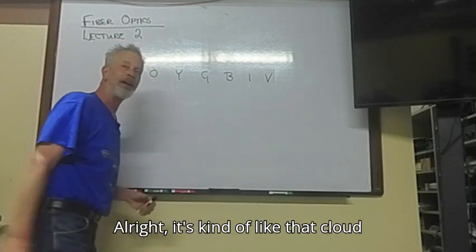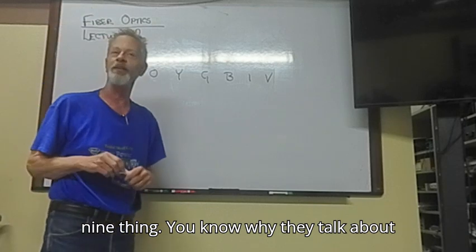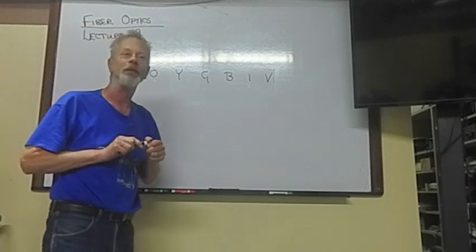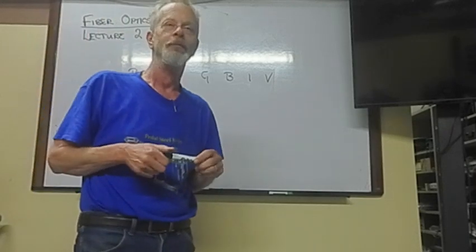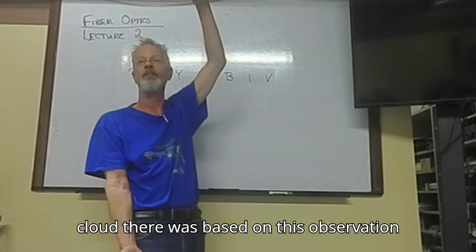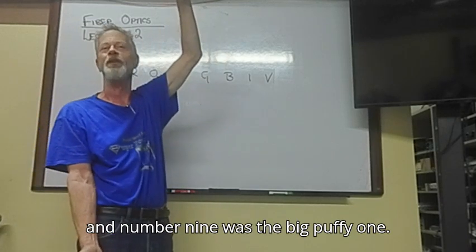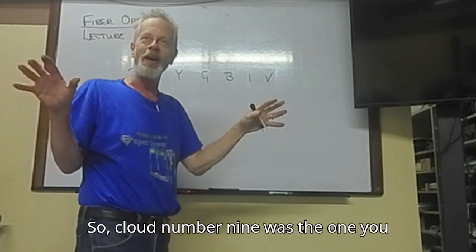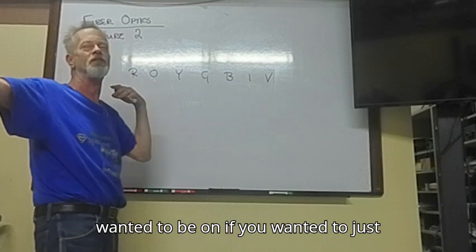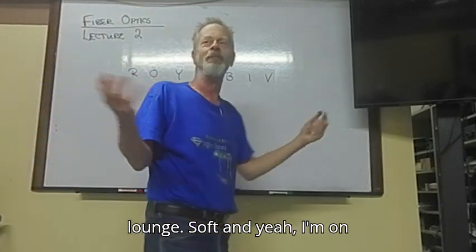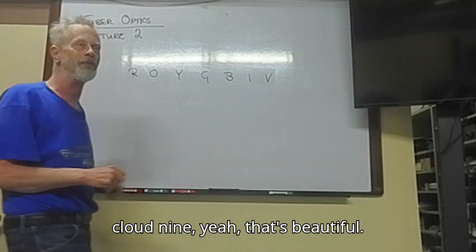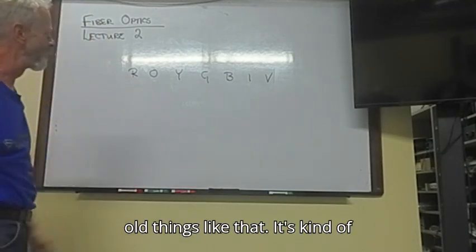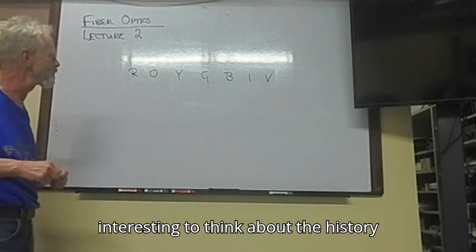1675. All right, it's kind of like that cloud 9 thing. You know why they talk about sitting on cloud 9? You ever heard that phrase? Where'd that come from? Well, some clown made a list of every kind of cloud there was based on his observation, and number 9 was the big puffy one. So cloud number 9 was the one you wanted to be on if you wanted to just lounge. You know, soft, and, yeah, I'm on cloud 9. Yeah, that's beautiful. So, you know, we get a lot of stuff from old things like that. It's kind of interesting to think about the history that came.